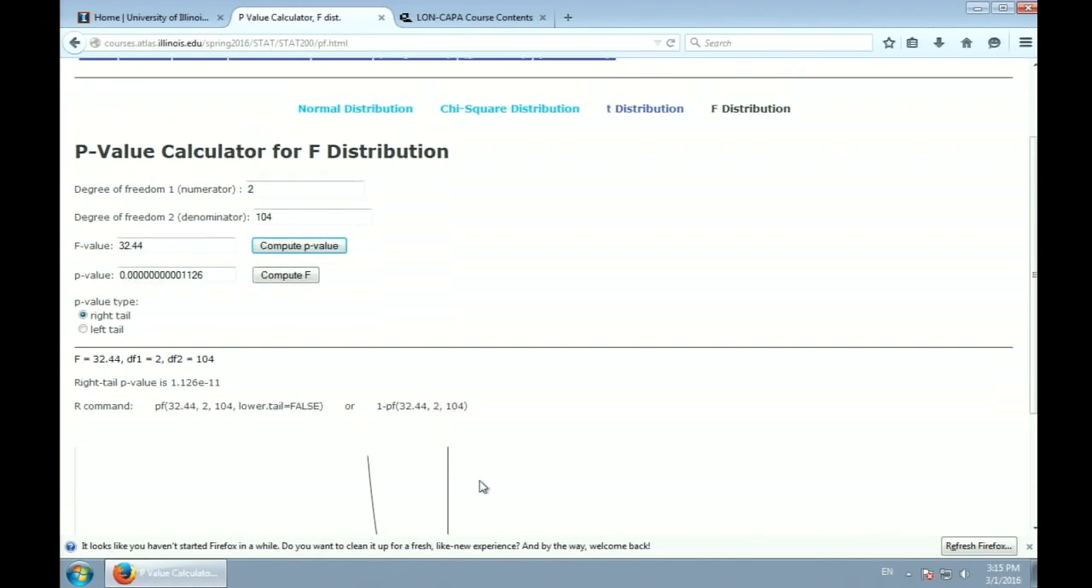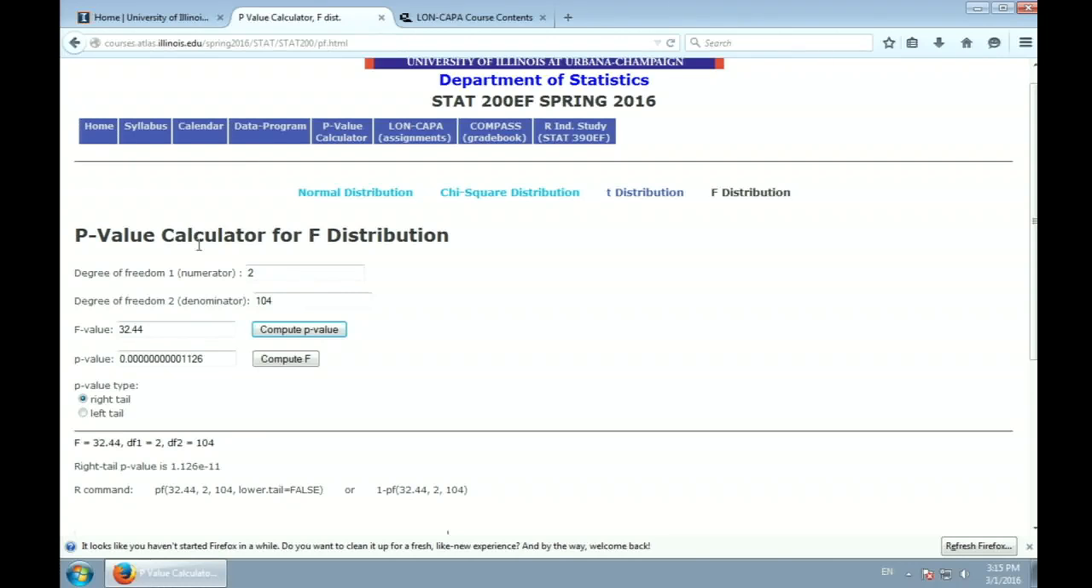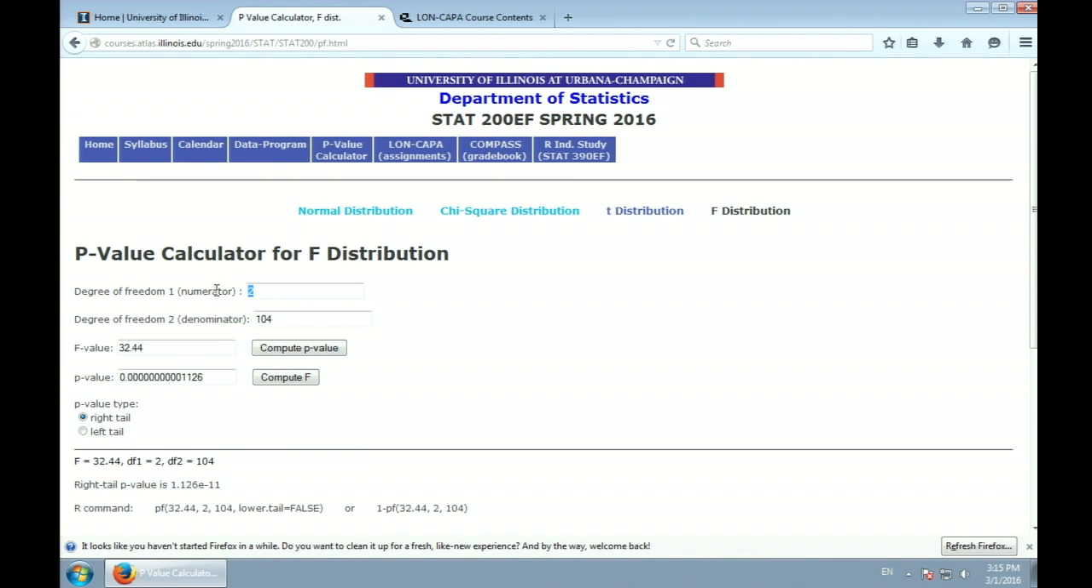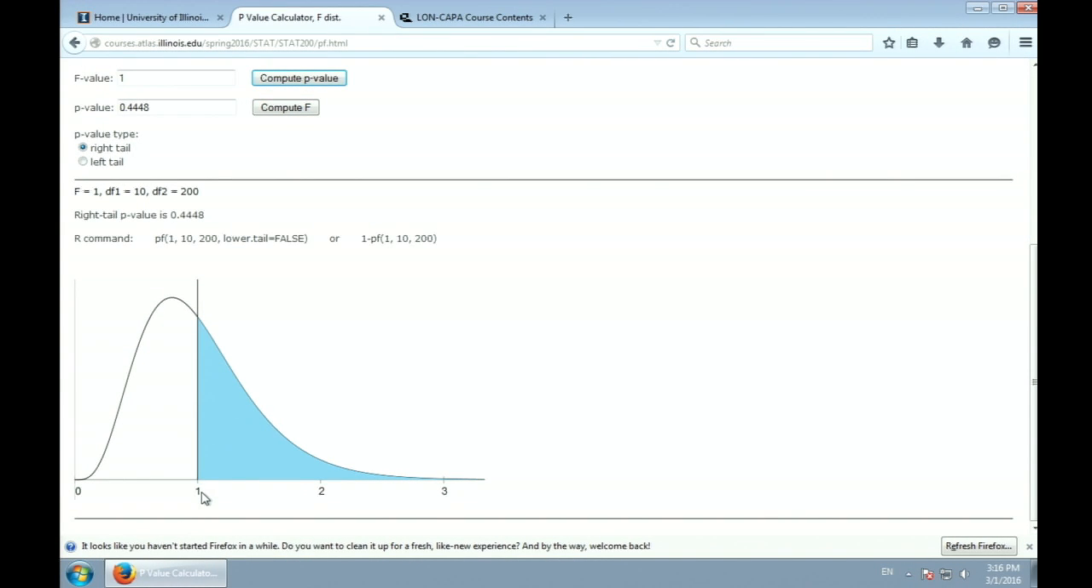Now, the mean of the F distribution should be 1 when the null is true. It's so hard to see here, but let's just say we had, I don't know, 10 here and 200 here. And let's say we have a value of 1. And we should get about halfway. So typical values of the F distribution when the null is true are centered around 1. So if you see something like 32.44, you know you're going to reject the null big time.